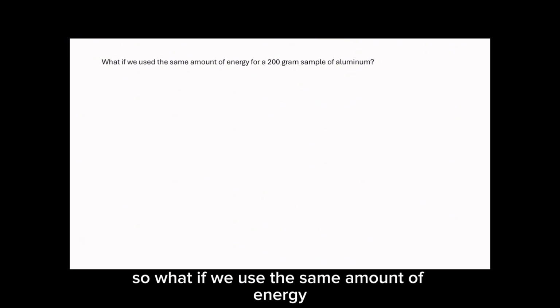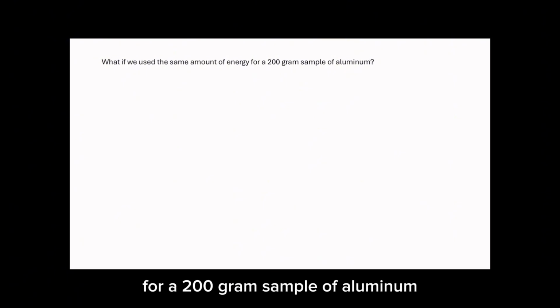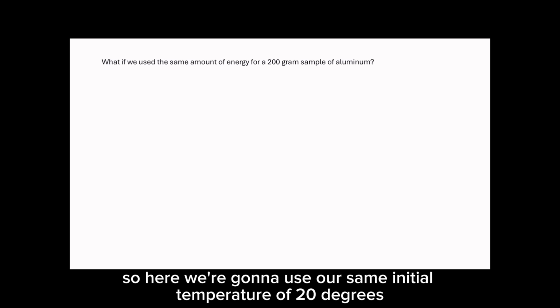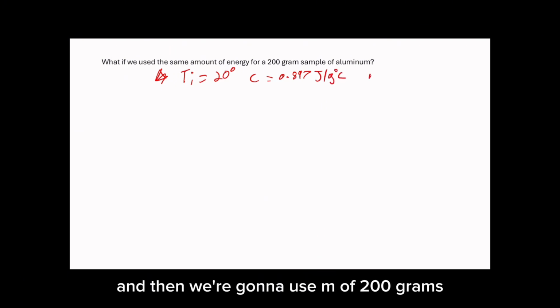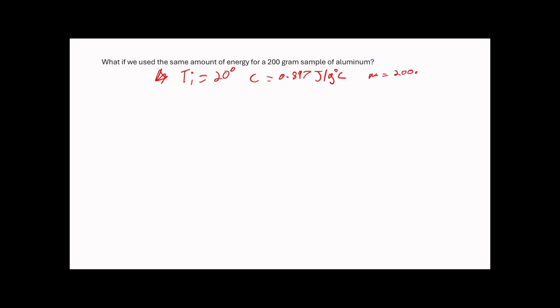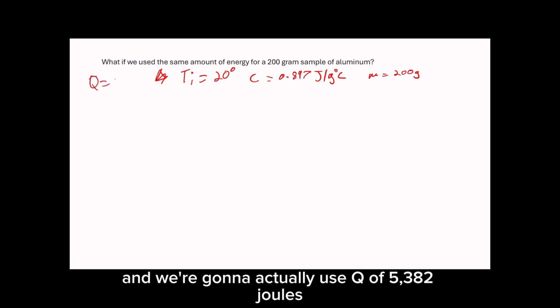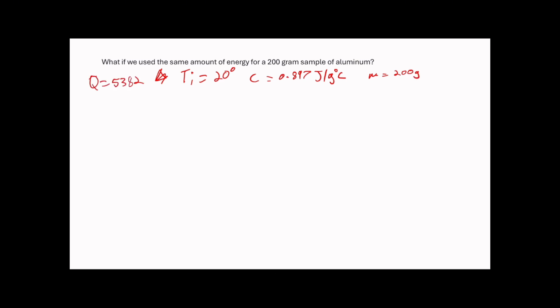So what if we use the same amount of energy for a 200 gram sample of aluminum? So here we're going to use our same initial temperature of 20 degrees. We're going to use our C of 0.897 joule per gram degree Celsius. And then we're going to use M of 200 grams. And we're going to actually use Q of 5,382 joules. So let's set up our equation.